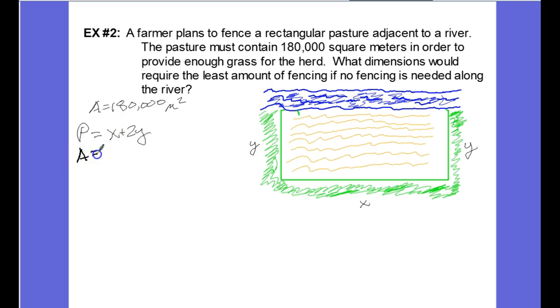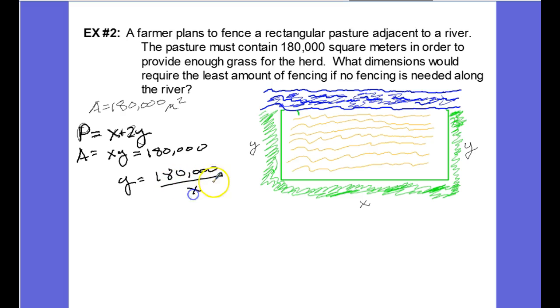Now the area is going to be X times Y. So the perimeter is actually the formula that we want to minimize. So I can use the area formula to parameterize one of my variables. So let's do this. Since X times Y is equal to 180,000, let's divide both sides by X and solve for Y. We get Y equals 180,000 divided by X.